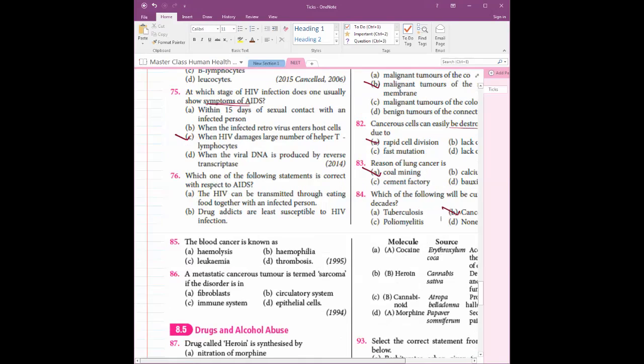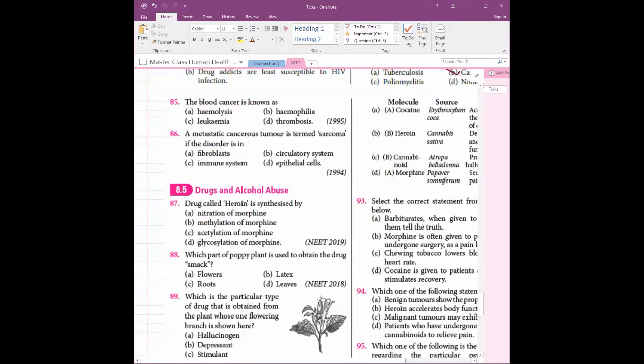Okay, chalo. Let's try to see the next one, guys. The blood cancer is also known as, very simple. Don't even have to think about it, guys. Yes, this is leukemia. A metastatic cancer tumor is termed sarcoma if the disorder is in fibroblast, circulatory system, epithelial cells, immune system. We are seeing the term sarcoma. Guys, I'm not receiving answers from you. Come on, quickly, guys. Yes, it is actually your fibroblast cells. Rest other things, it is not pertaining to that. Fibroblasts, these are the ones. We have spoken of them earlier.